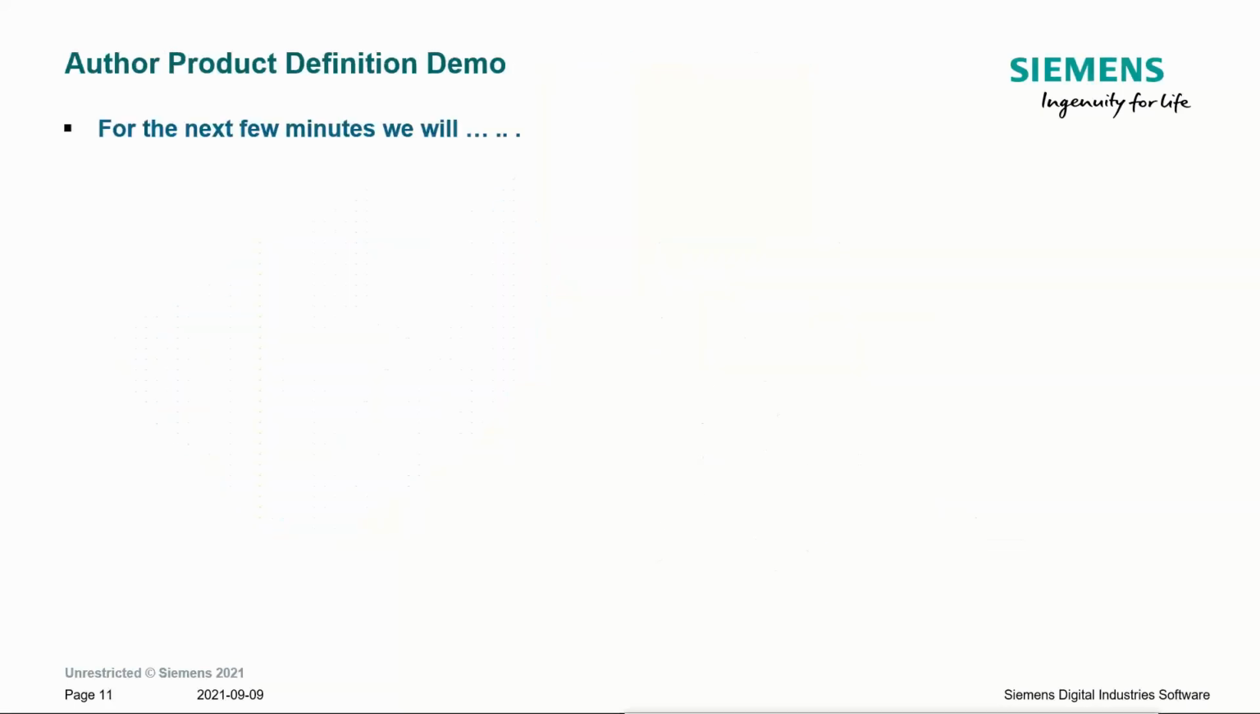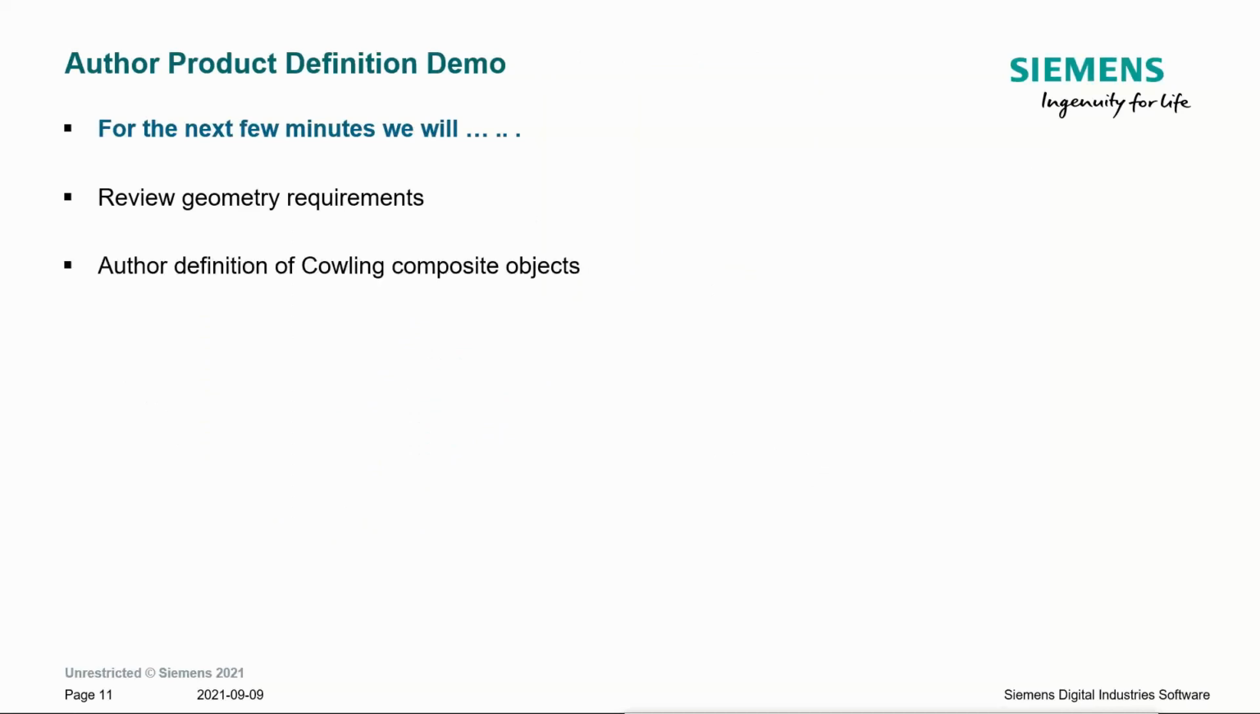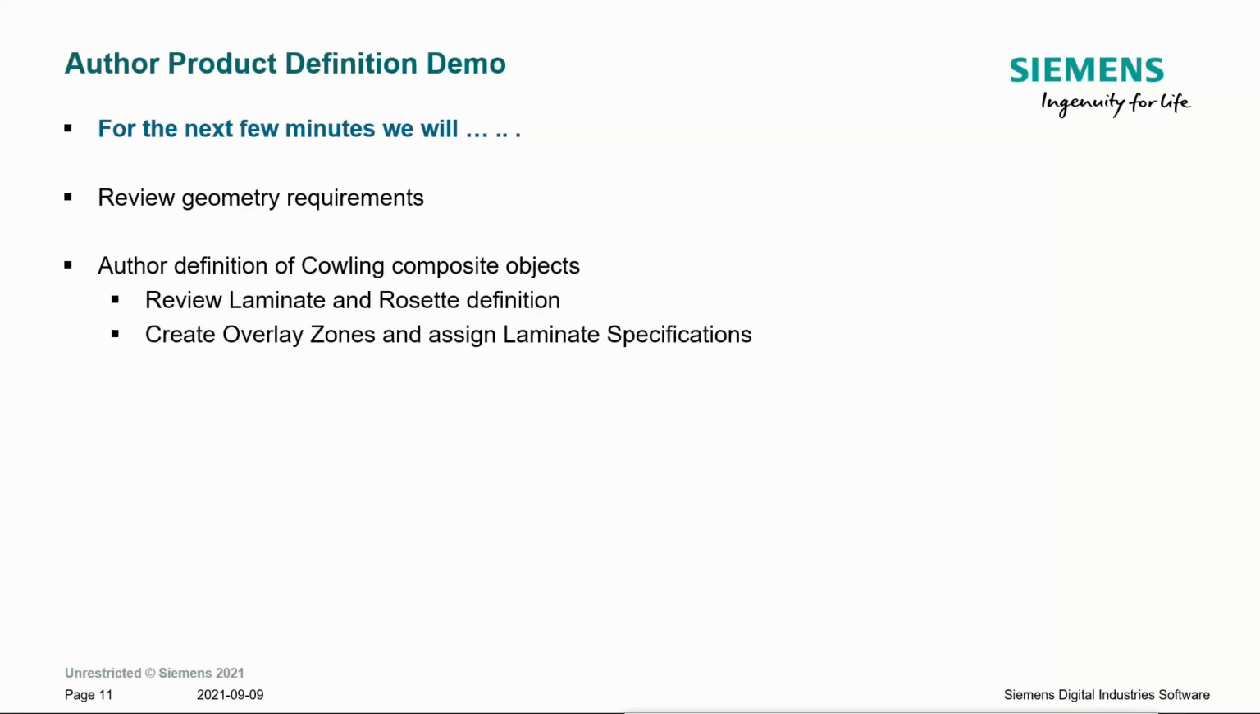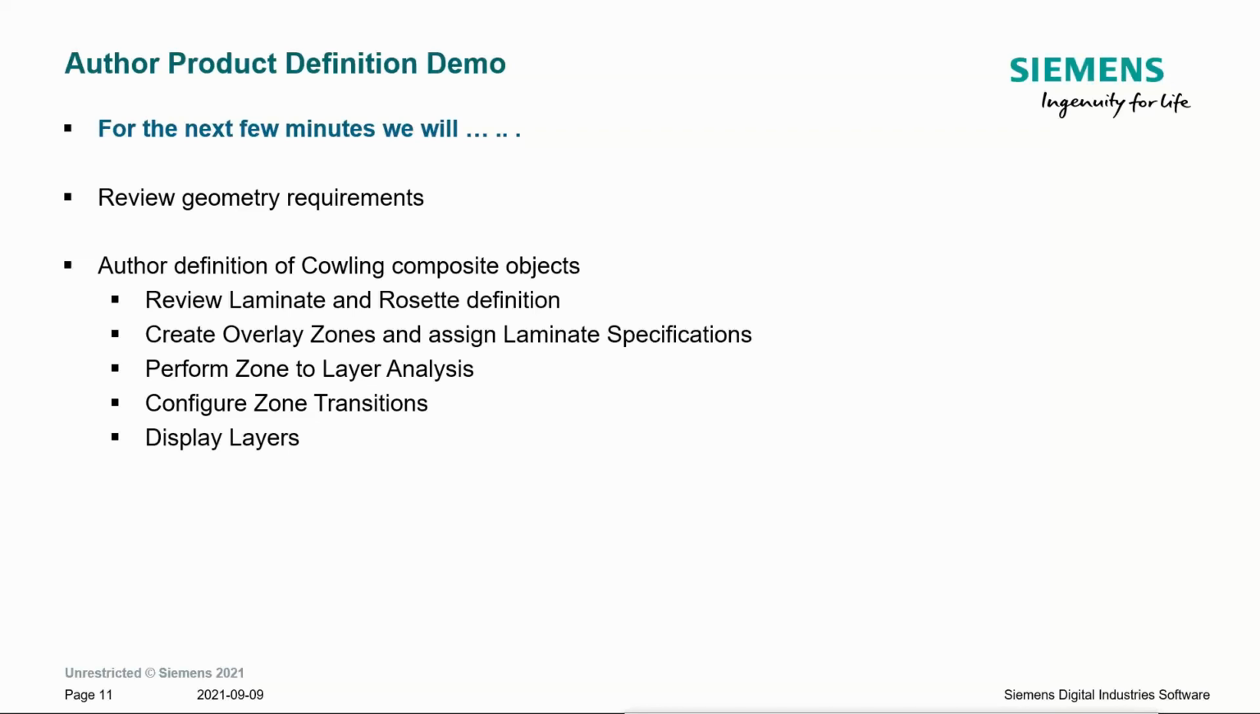So in the next few minutes, we're going to pop into the product, and I'm going to show you what these geometry requirements are to author this cowl laminate. We'll review the laminate rosette. I'll show you the overlay zones and the laminate specs. I'll then show you how zone to layer analysis is performed. That is going to create transitions, and I'll just show you the transitions and how they can be adjusted. And that automatically creates the layers. I'll display the layers that we've made. Finally, I'll discuss how plies are created from layers.